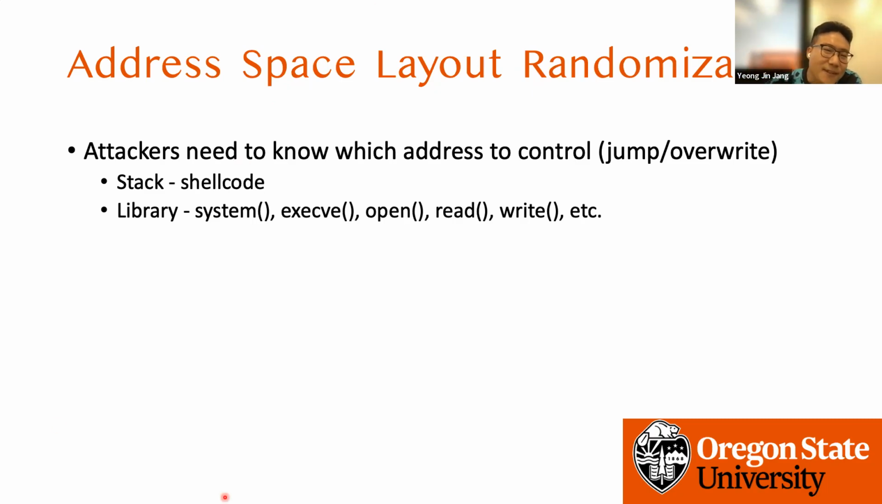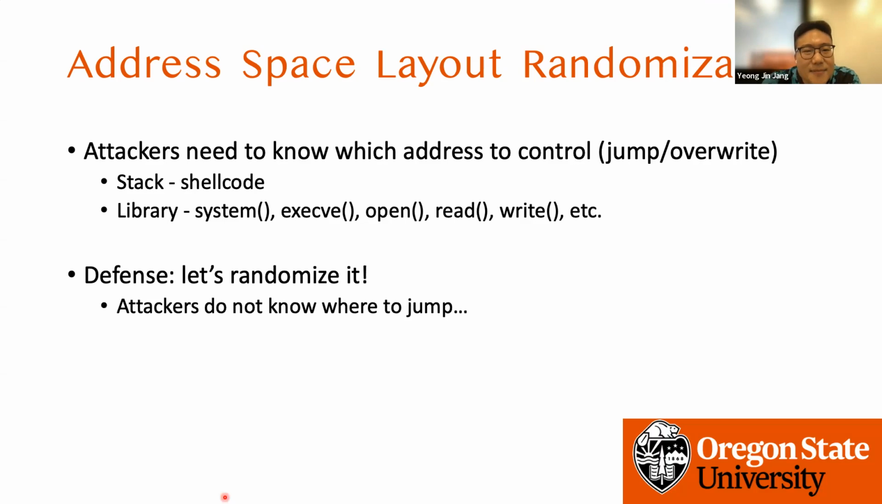So the defense is very simple. Attackers need to know the address, so let's randomize it. That's it. In that case, attackers may not know where to jump. They won't know where the exec function is, where the system function is, or where the shellcode is, so we can win. That's the logic.